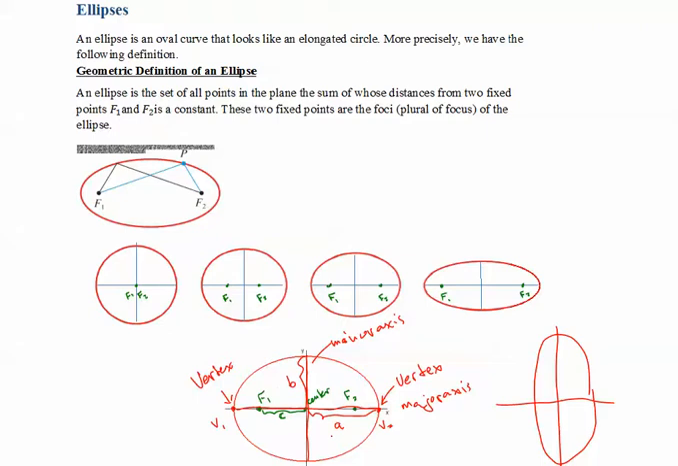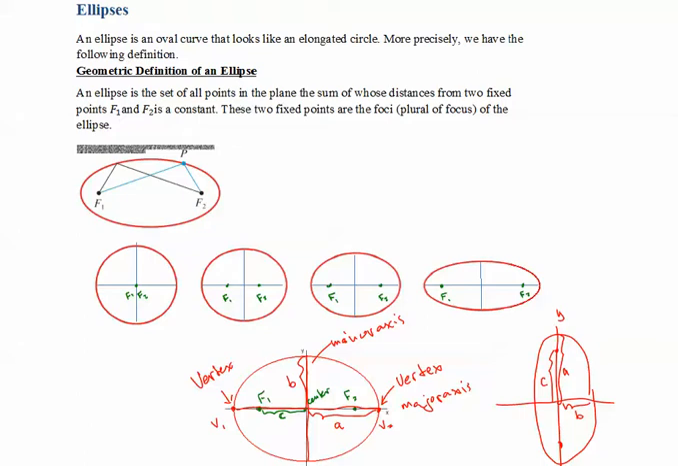So it is important to remember these distances. From the center to the focus is c, from the center to the vertex is a, and from the center to the end of the minor axis is b. So even if it's elongated along the y-axis, the largest distance will be a, this one will be b, and the focus is always on the major axis. So this distance here will be c. It is very important to remember this fact.